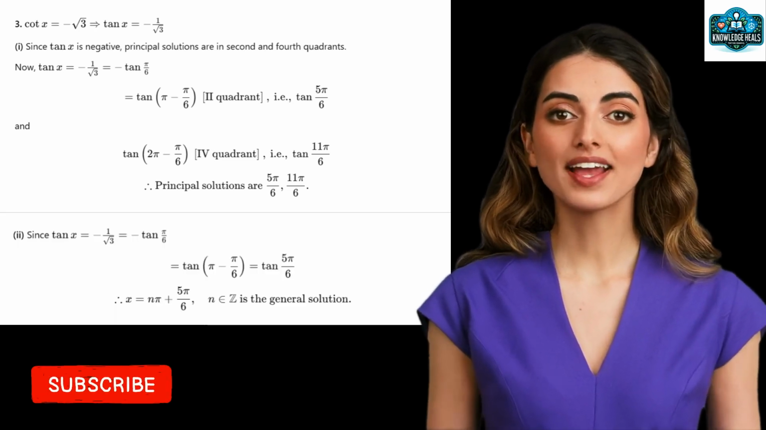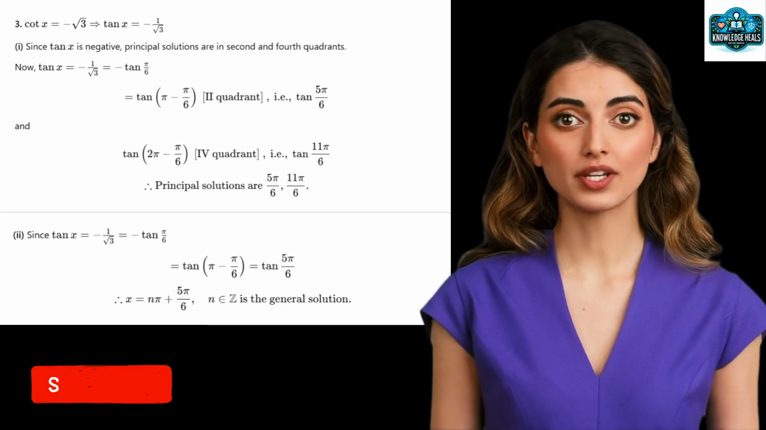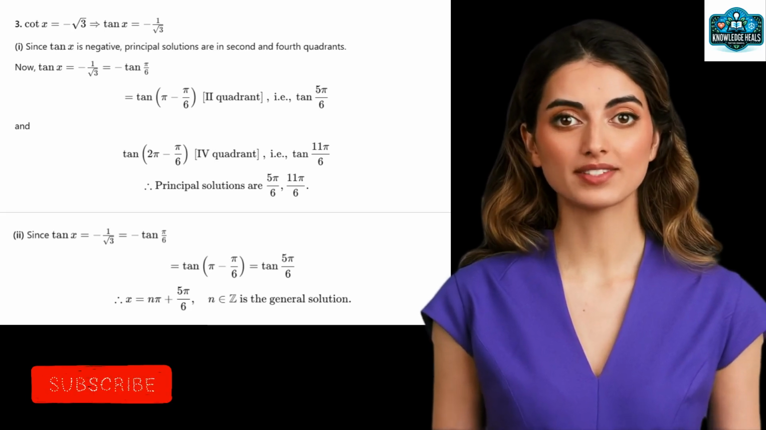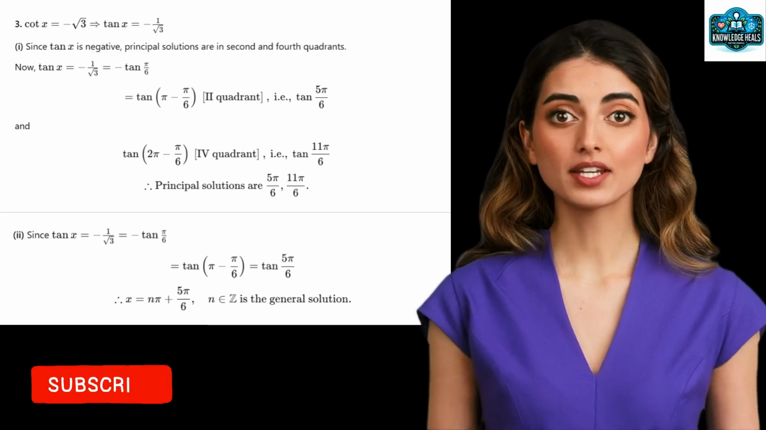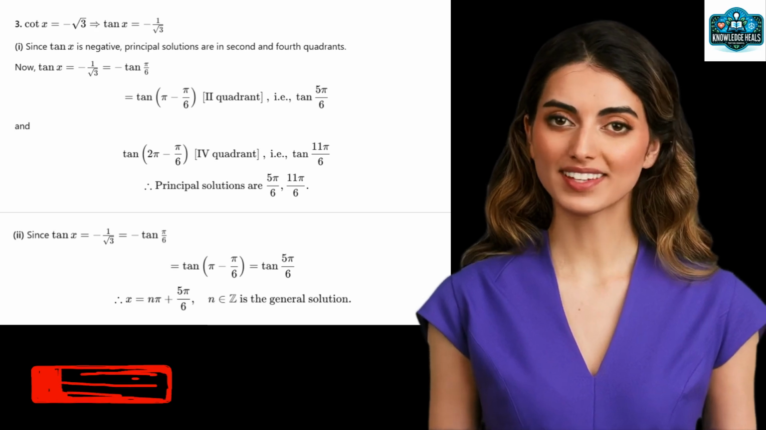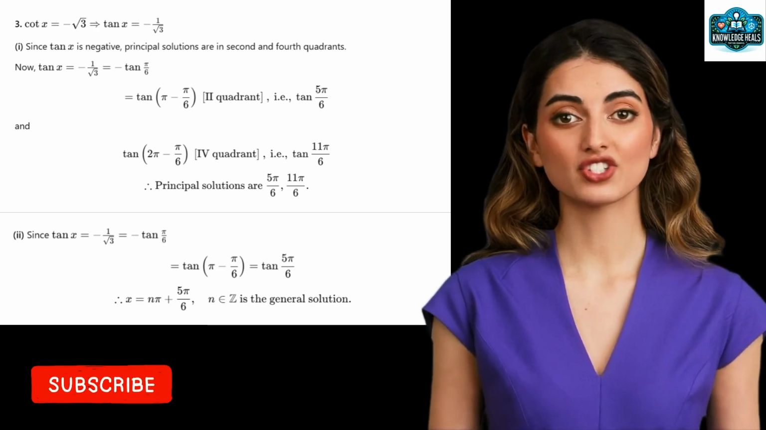Now, as we know, tan x equal to minus 1 by root 3, which is equal to minus tan pi by 6, which is equal to tan 5 pi by 6. Therefore, x is equal to n pi plus 5 pi by 6, and n belongs to Z, which is the general solution.